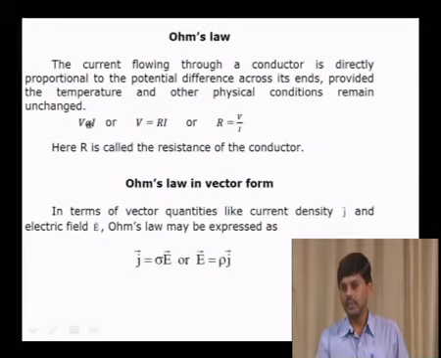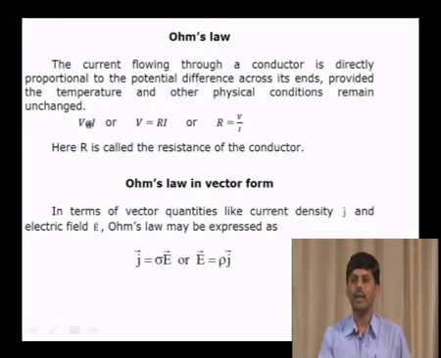Ohm's law. According to Ohm's law, the current flowing through a conductor is directly proportional to the potential difference across the conductor, provided temperature and other physical conditions remain constant, that is, V is proportional to I, or V is equal to IR, or R is equal to V by I. The proportionality constant in the equation is referred to as the resistance of a conductor. Ohm's law can also be written in vector form, that is, J vector is equal to sigma times E vector, or in terms of electric field, E vector is equal to rho times J vector.